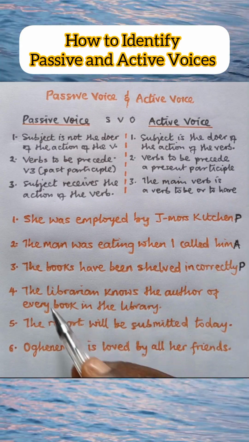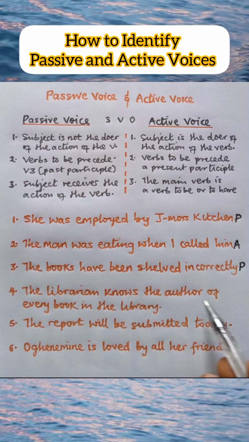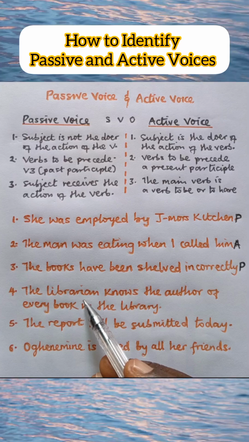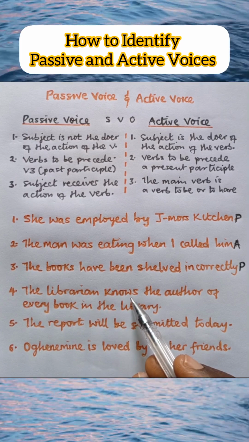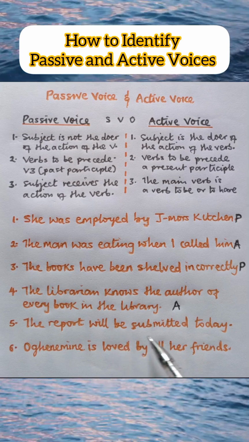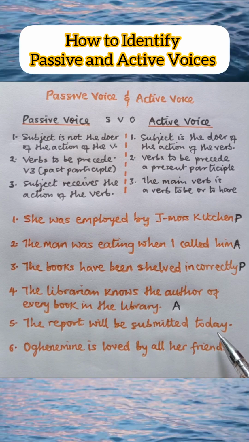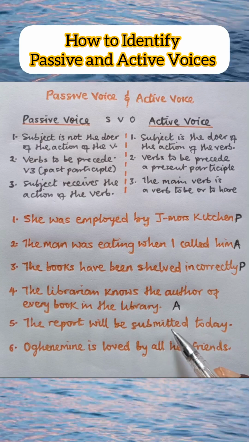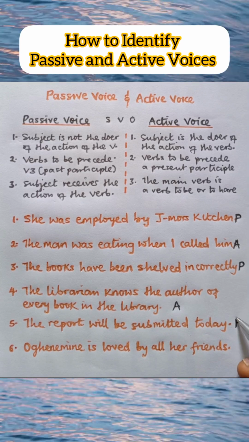Question 4. The librarian knows the author of every book in the library. Now, the subject, the librarian, is the one that performs the action knows. So this is in active voice. The report will be submitted today. The subject, the report, is to receive the action of the verb submitted. This sentence is in the passive voice.